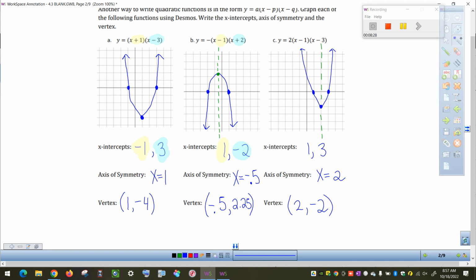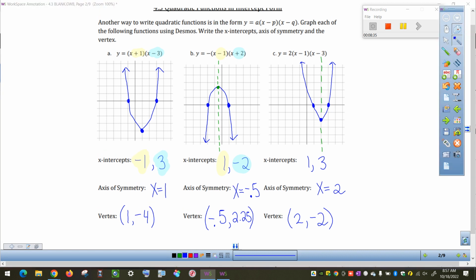So the next piece of this, so when we look at the P and the Q up here in our equation, these are representing the x-intercepts on our graph. And the reason that it's changing to the opposite sign is because we have a minus sign that's in the formula. So we're subtracting P and we're subtracting Q, but P and Q themselves are the x-intercepts.